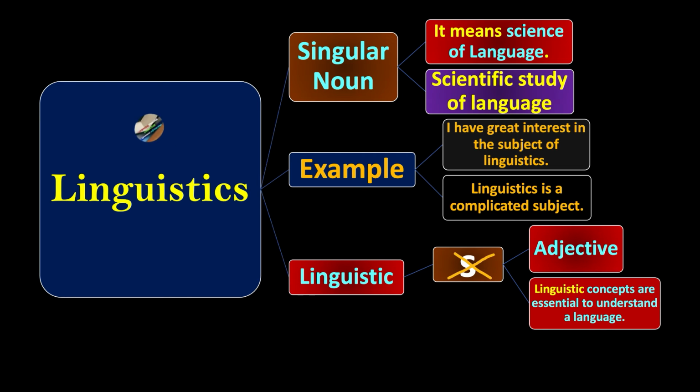So look at the difference between the sound S at the end. When you add the sound S, linguistics, it's a singular noun. When you remove the sound S, it is the adjective of linguistics, that is to say, linguistic. Many students make a mistake in pronouncing this word.